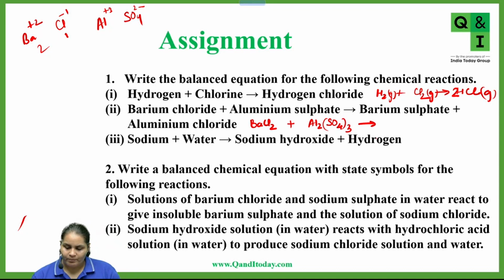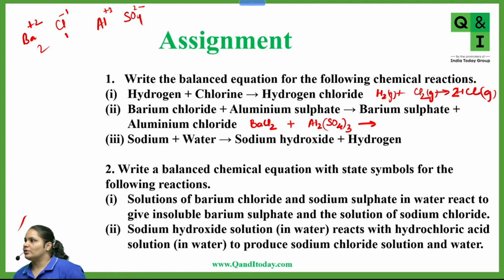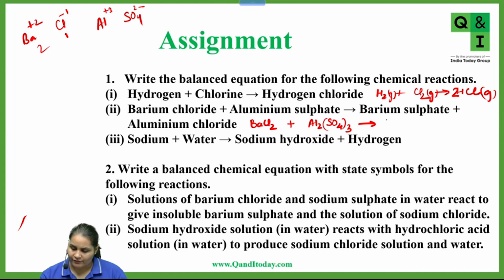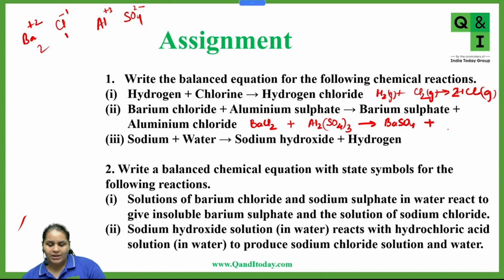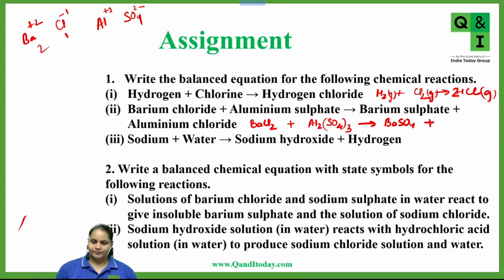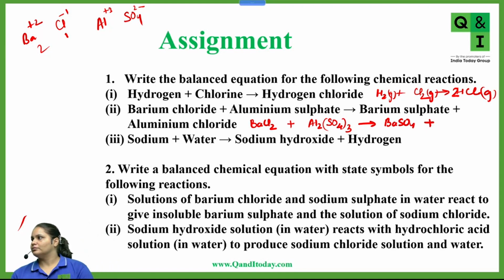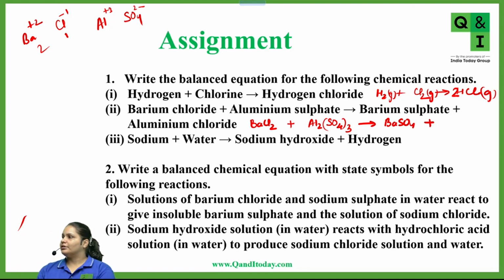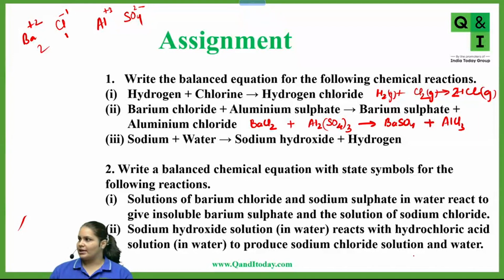Now barium sulfate. Can you tell the formula? BaSO4. Exactly. Barium plus 2, sulfate minus 2, so it becomes BaSO4. Fine. Aluminium chloride: AlCl3. Yes, AlCl3.